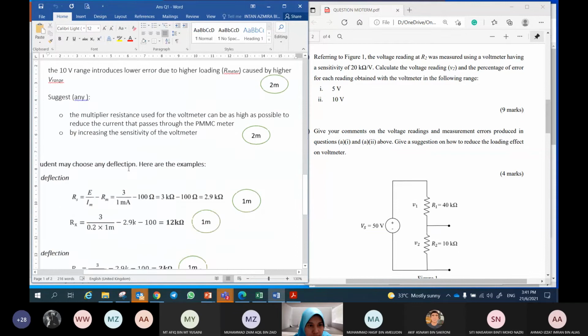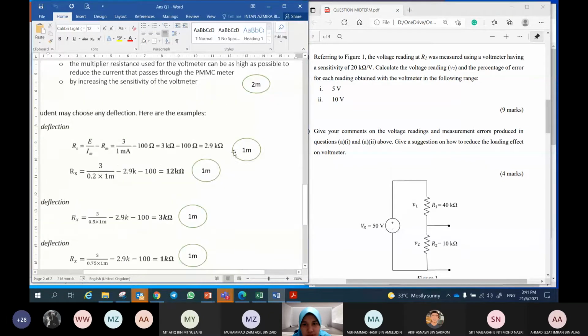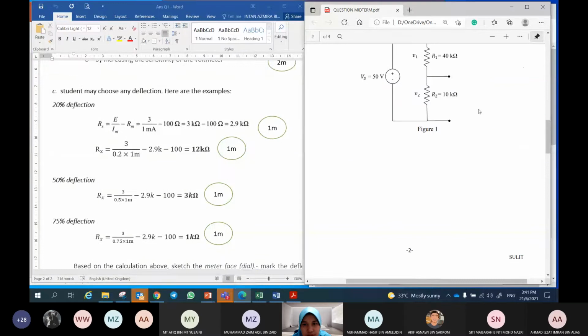And then the other suggestion is by increasing the sensitivity of the voltmeter. So use higher sensitivity of the voltmeter. Any other answer, if it is acceptable, I will give the mark. Okay, any question before we go to C? No question.